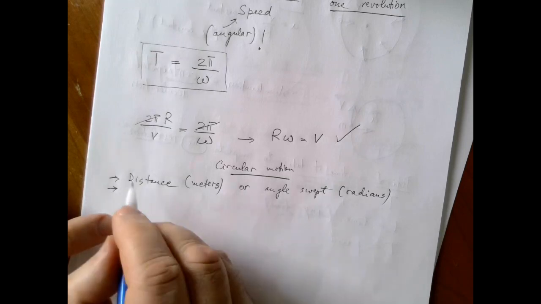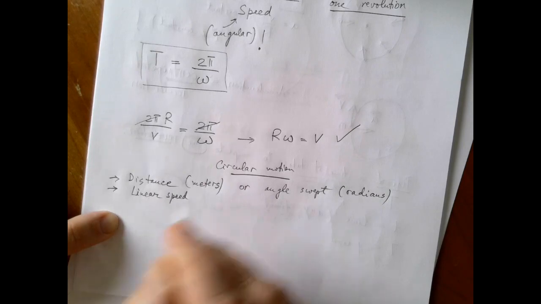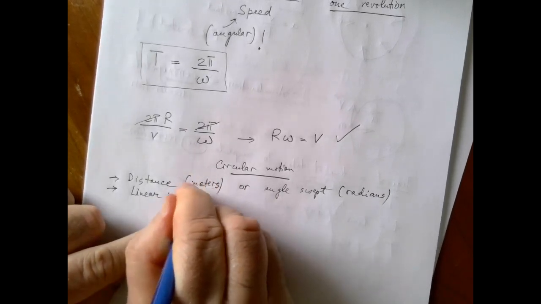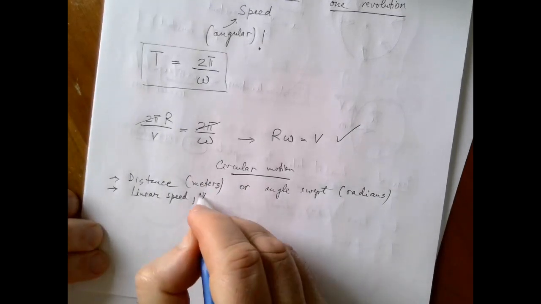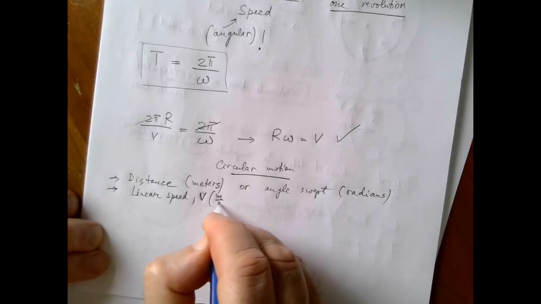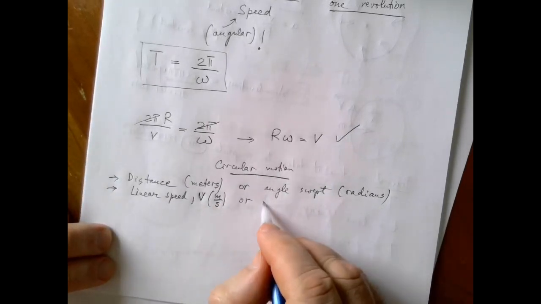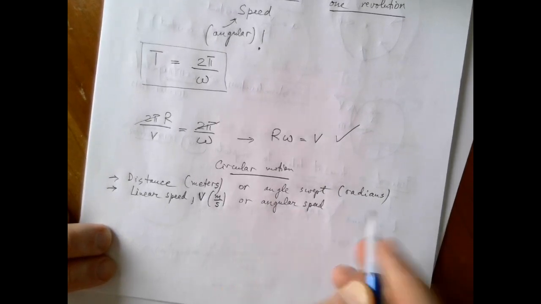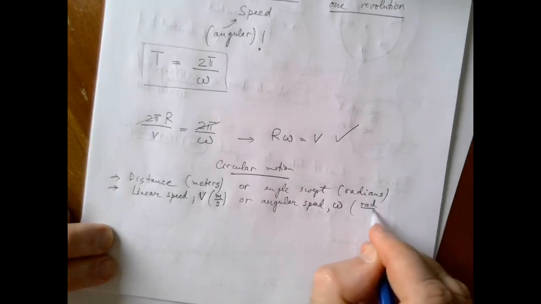If I look at distance, I'm working with linear speed, v, that is in units of meters per second. Or angular speed, omega, which is in radians per second.